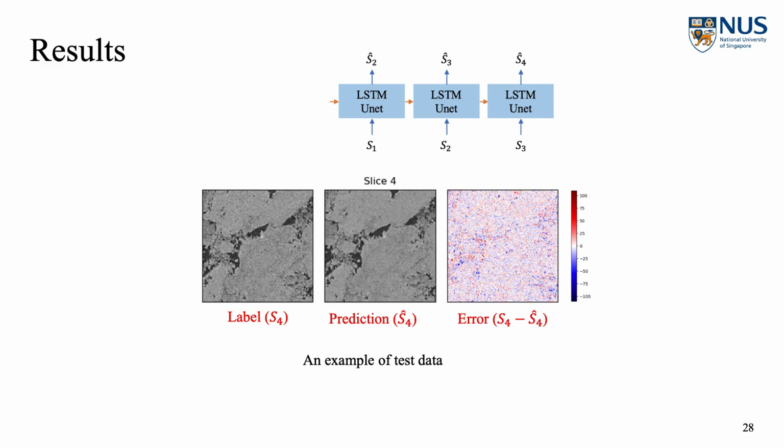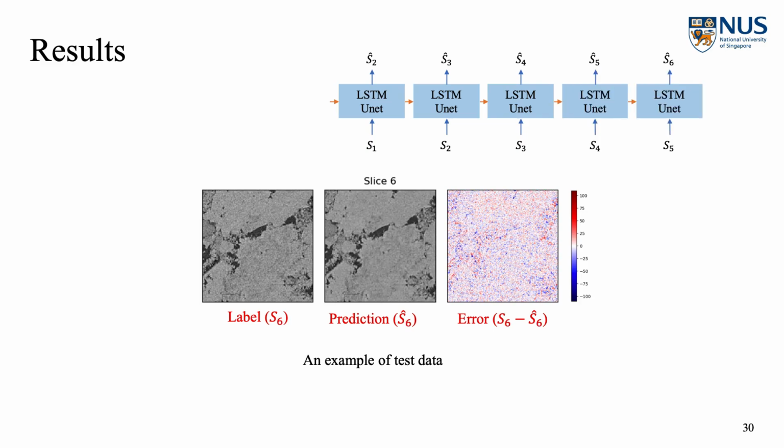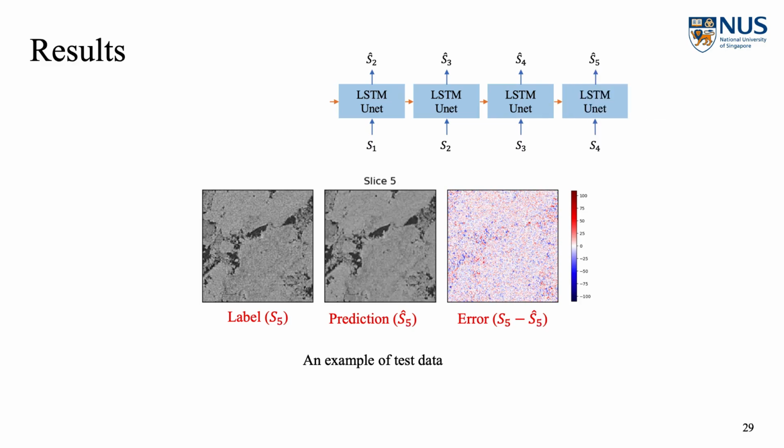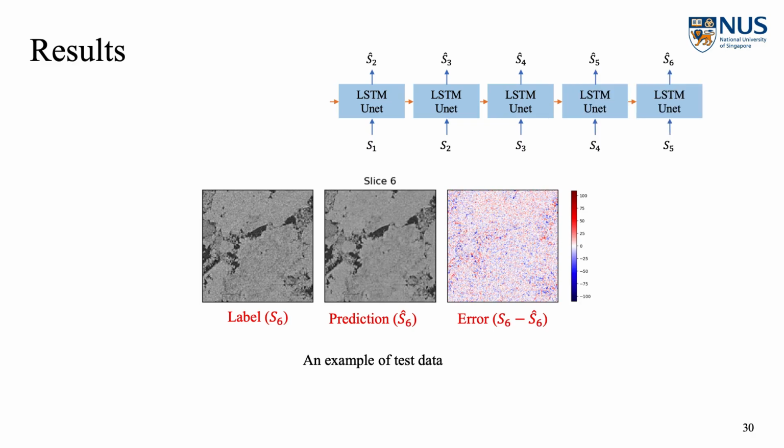It can be observed that the prediction error stabilizes after slice 1, 2, and 3 are input to the neural network. Apart from that, the stabilized error is randomly distributed, demonstrating itself to be the random noise in raw microCT images. Therefore, the neural network is able to remove random noise.